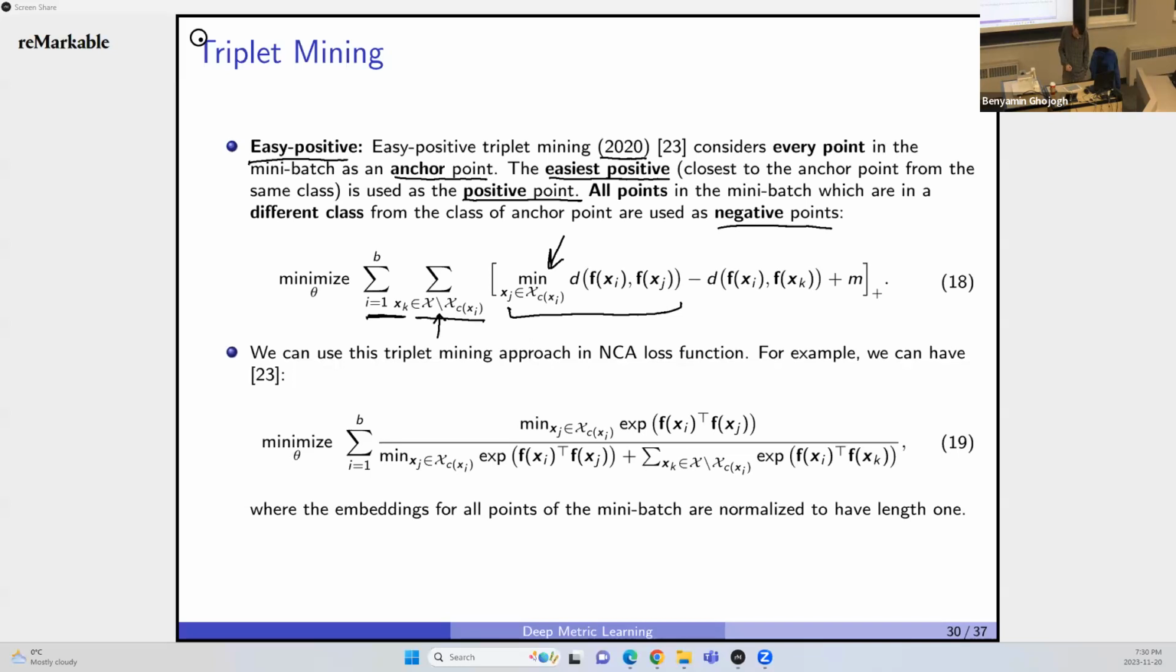We can also use triplet mining in NCA, neighborhood component analysis loss function, right? So it shouldn't just be used for triplet loss. It can be used for NCA loss as well. Here you can see, for example, the minimum of this basically means the closest similar point, right? So here also we are using the closest similar point, and these are the negative poles. So this is easy positive for NCA. We can also have other triplet mining methods with NCA as well.